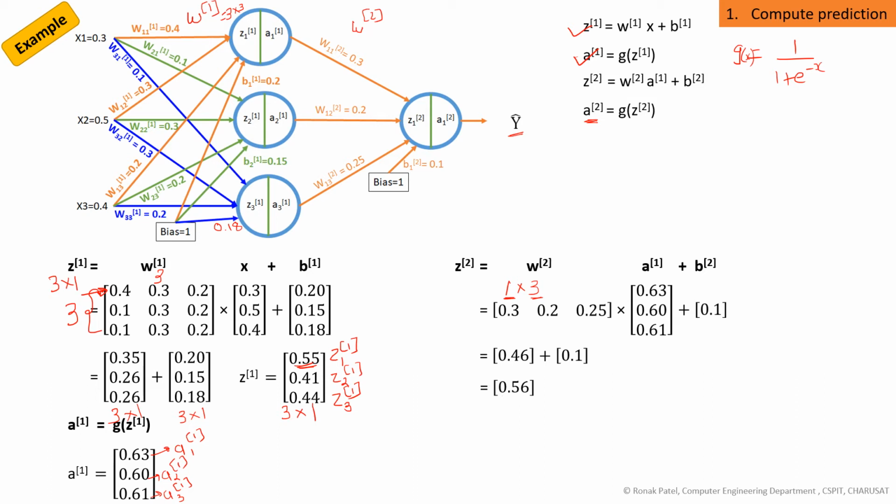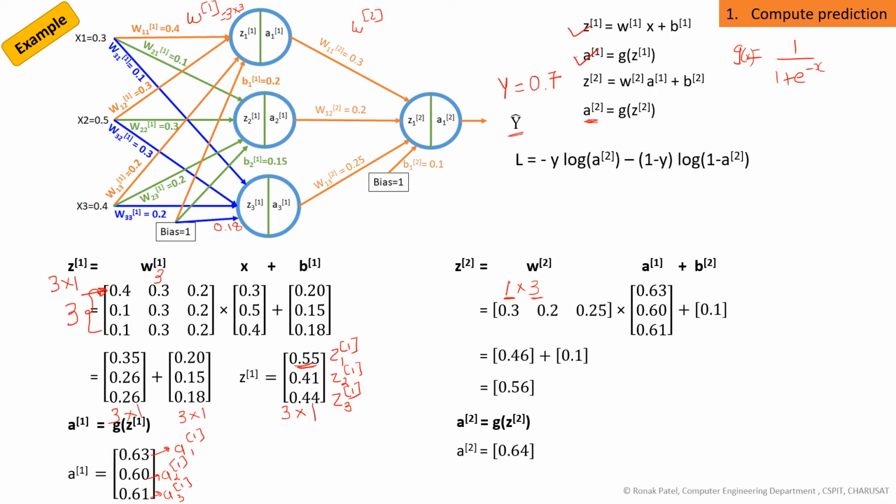A2 is activation on Z2, and we are using the sigmoid activation function. If you perform sigmoid on 0.56, that will give you 0.64. So now we have the prediction, that is 0.64. And assume that your original y is 0.7. This is your original y, and we have predicted 0.64.